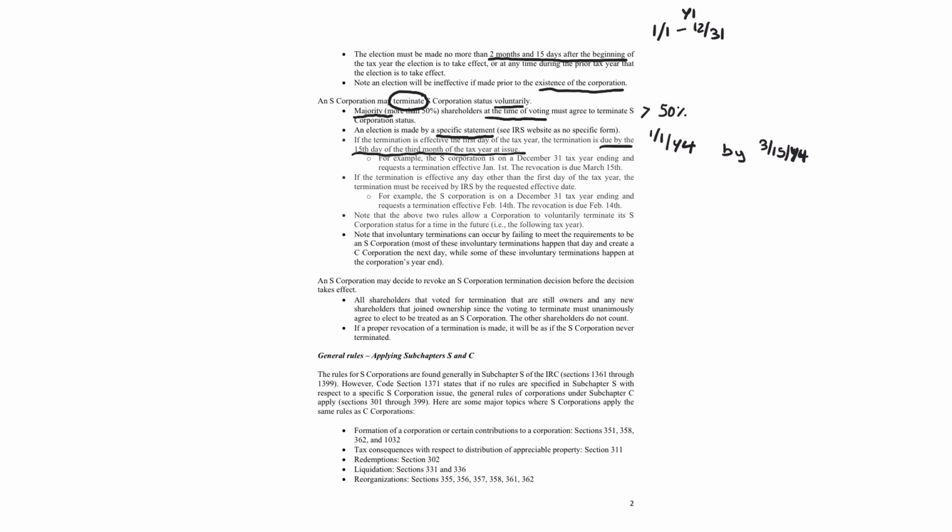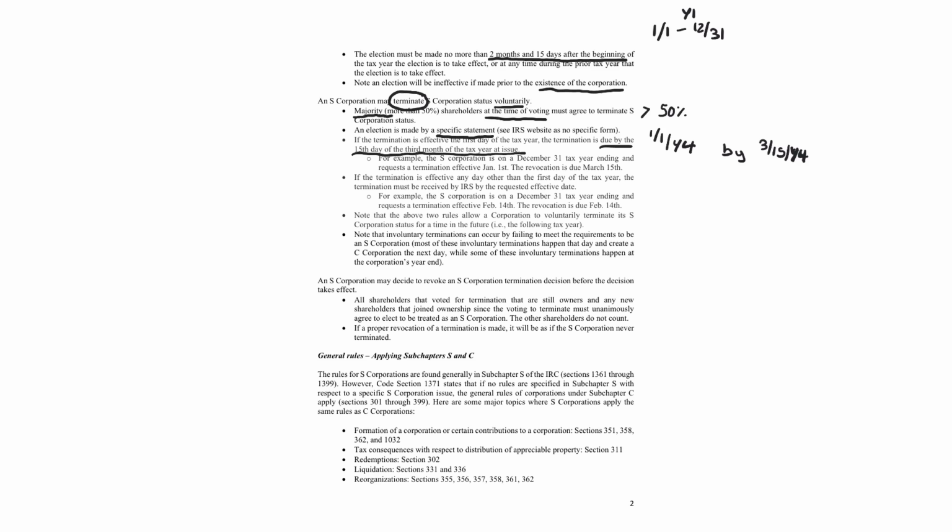Now, you can terminate anytime in the future. We can say, on January 1st, year 4, we want it to be effective January 1st, year 5. It's just going back in time where it's an issue. So that is voluntary termination. Again, more than 50%. You got the dates. You have to make that statement.